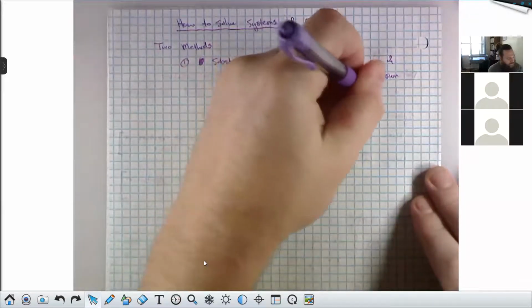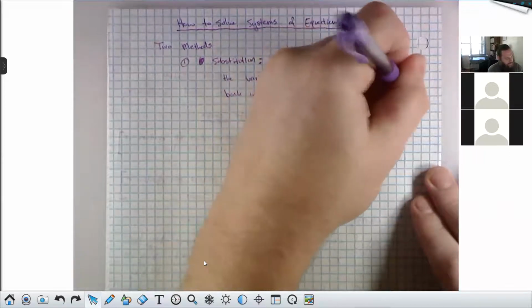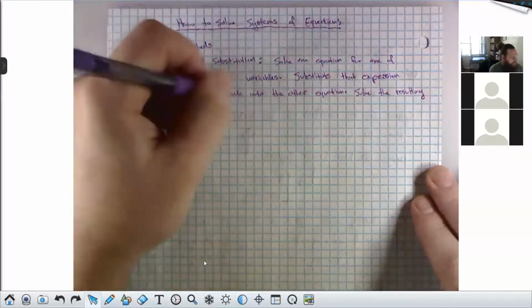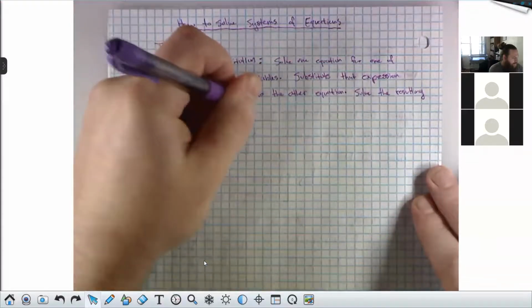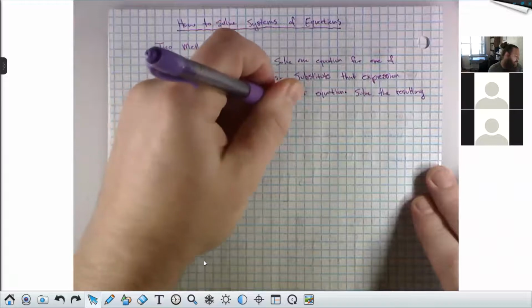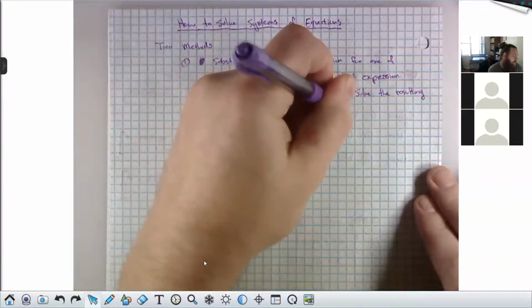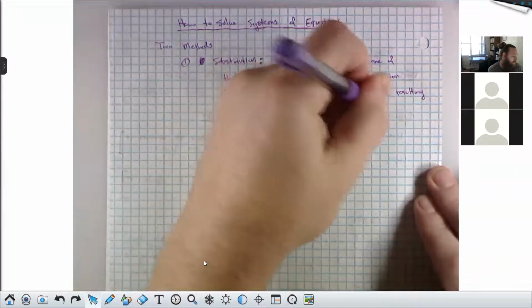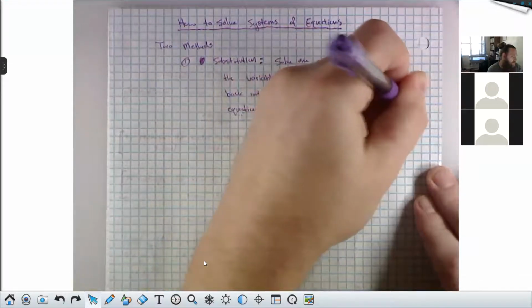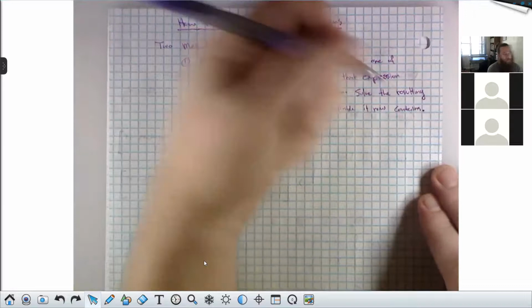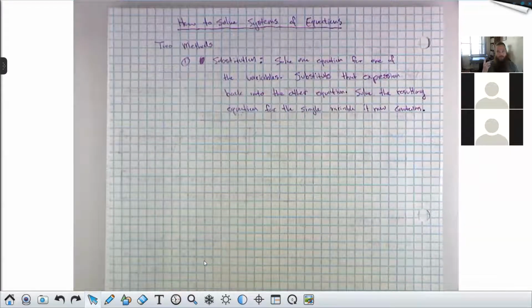You solve the resulting equation for the single variable it now contains. So after that first step, you'll have like y equals x minus 7 or something like that. After the second step, you'll have like x equals 5. That gives you an actual solution for that variable.